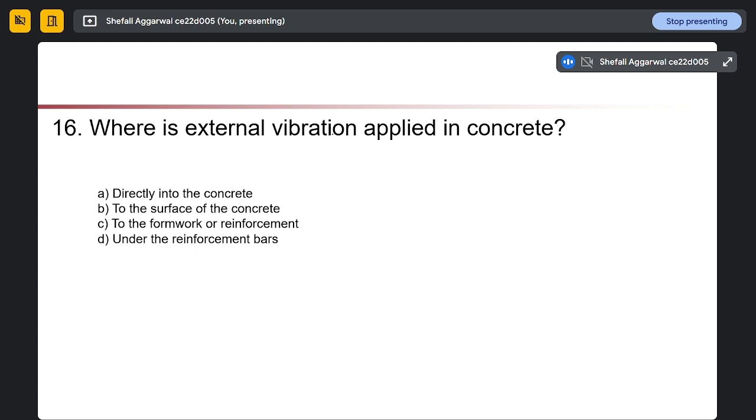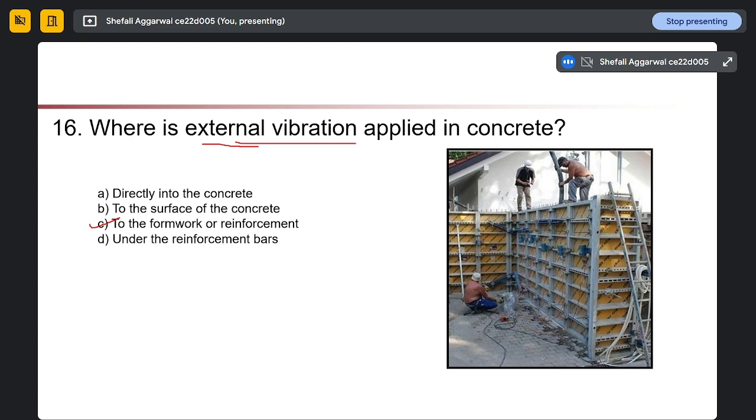Okay. The next question is, the finer the cement, the slower is the rate of heat development. True or false? So the answer is false. If we have more fine cement, what will happen? The surface area of the cement particles will increase, and whenever it reacts with water, the heat of hydration will be much higher than with the normal, meaning coarser, cement.